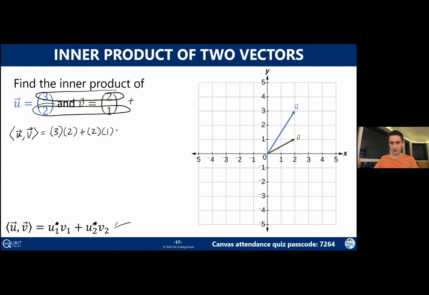It'll work. So this is going to be equal to 3 times 2 is 6 plus 2 is 8. And that's the answer. So the inner product of these 2 vectors is always going to be just a scalar. So not a vector, it's just a scalar.